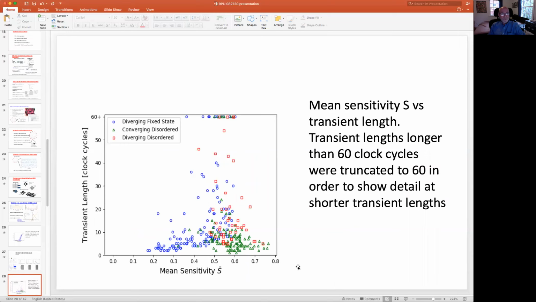So, we also did tests on hundreds of reservoir designs in FPGAs, looking at the transient length as measured and observed in clock cycles. So the reservoir is running unclocked, but our observations of it are clocked. Again, as a function of the mean sensitivity, we have transients that then tend to peak in this middle zone around a mean sensitivity of 0.5.